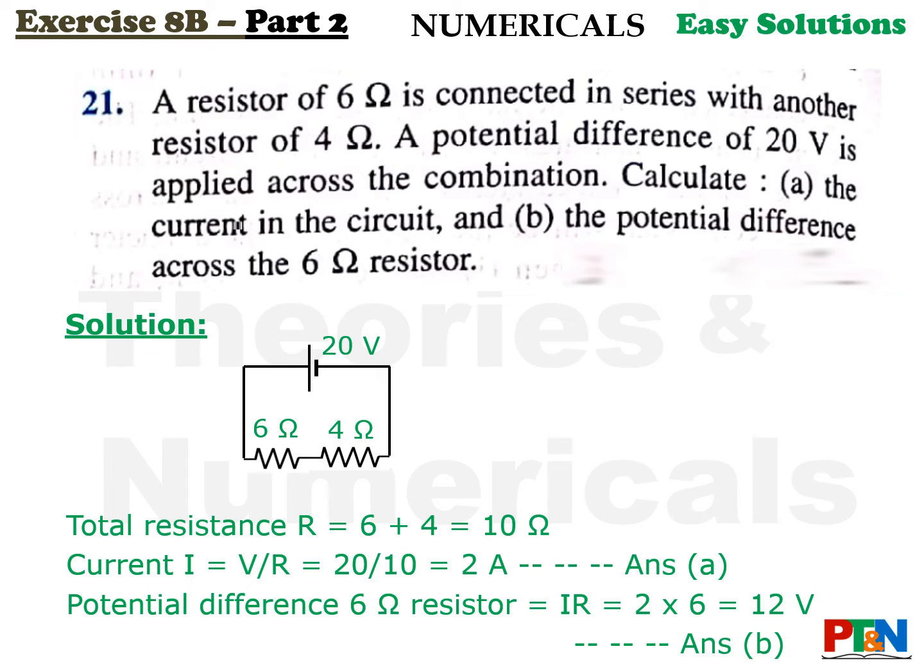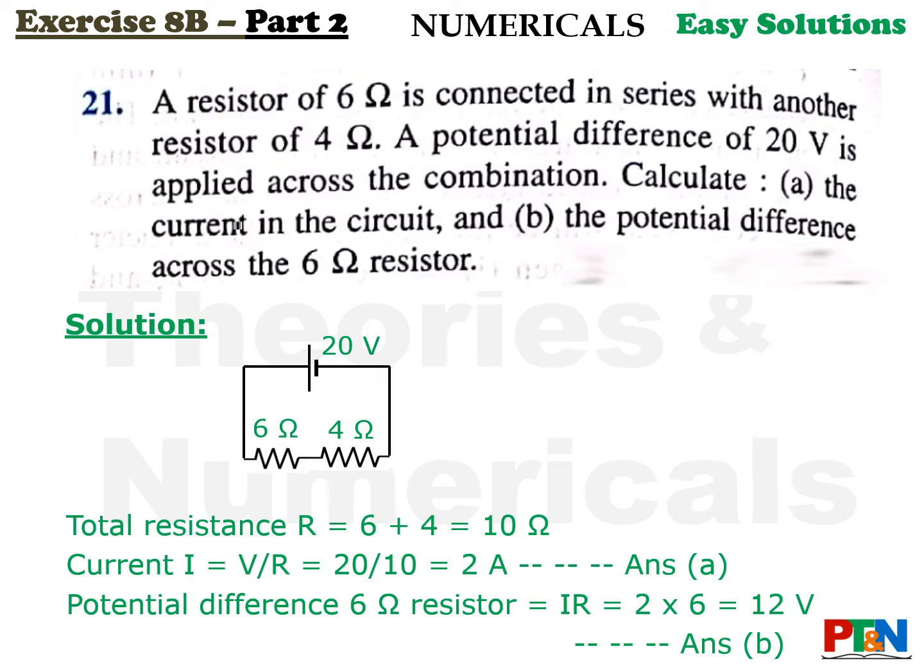This is the circuit diagram given. 6 ohm and 4 ohm are in series, connected across a potential difference of 20 volt, shown as the battery. So, standard method, find the total resistance, that is 10 ohm. So current will be V by R, 20 by 10, that is 2 ampere, the current from the battery. Now, potential difference across 6 ohm resistor.